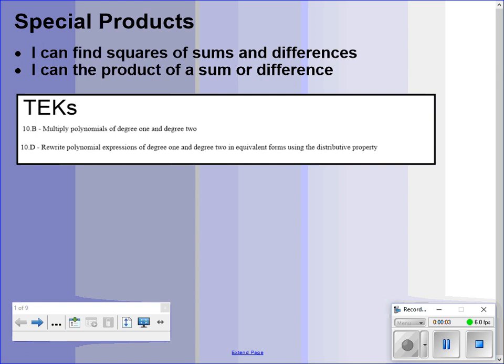In this video, we're going to be talking about special products. By the end of this lesson, you should be able to identify shortcuts for multiplying polynomials. You should be able to find the square of sums and differences and the products of a sum and a difference.